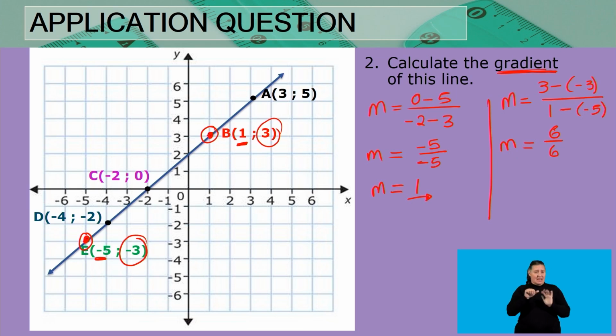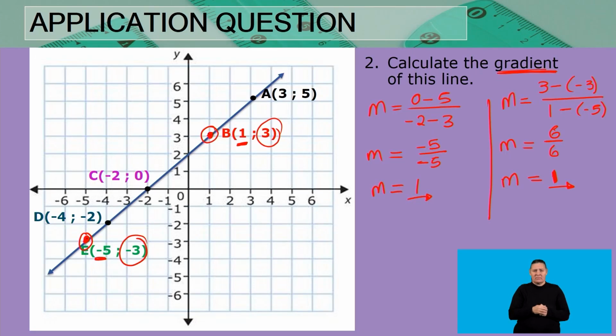Now you're looking at the 2 gradients and you might think they are not the same, but really they are, because what is 6 divided by 6? Yes, the answer is 1. So we can see there that our gradient is 1. Even though we used 2 different points, because those 2 points are on the same line, they will produce the same gradient. Let's move on to our next question.